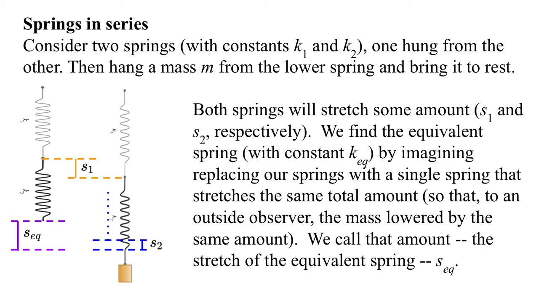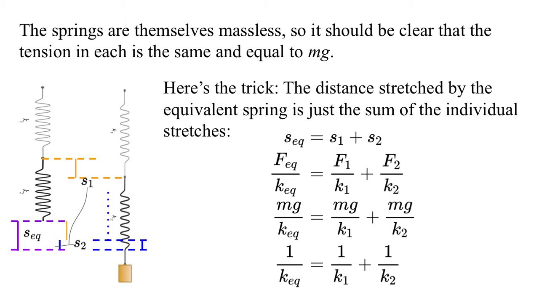We're not being very clever here. K is for spring constants, S is for stretches. The springs themselves are massless, so it should be clear the tension in each of them is going to be the same and will equal mg. In other words, each of them will have a force of mg on its ends, and that will then stretch them each an amount, which would be their force mg over their spring constant.